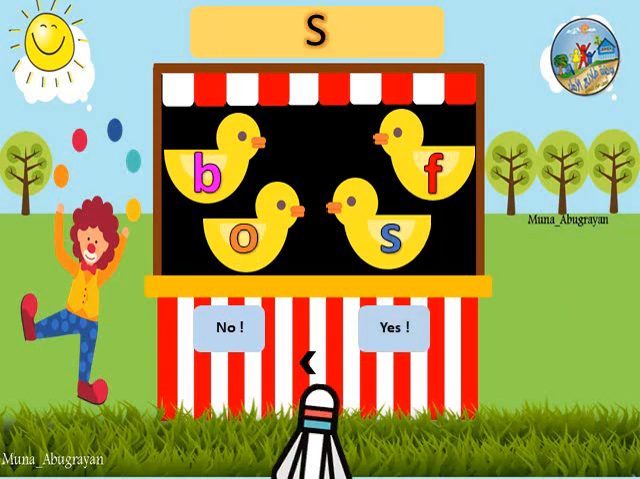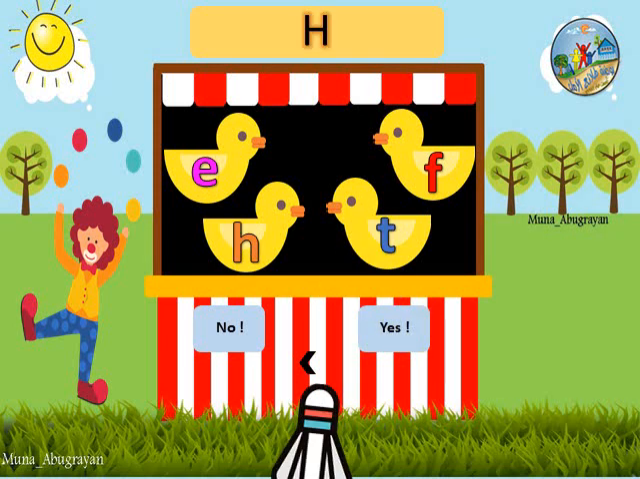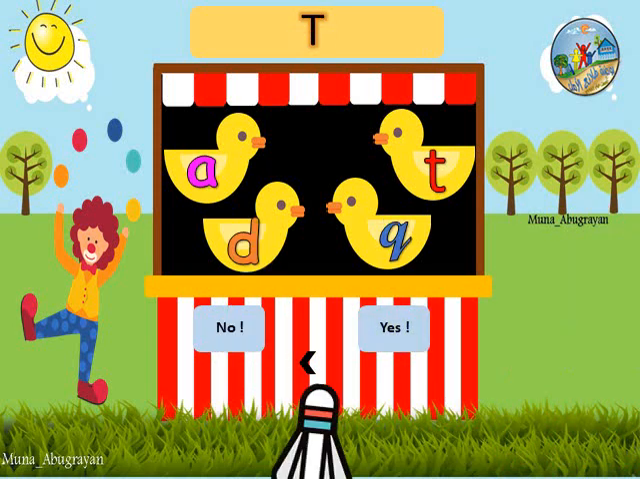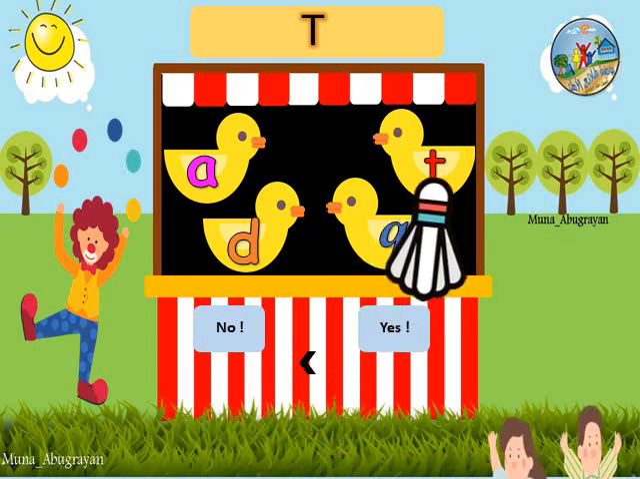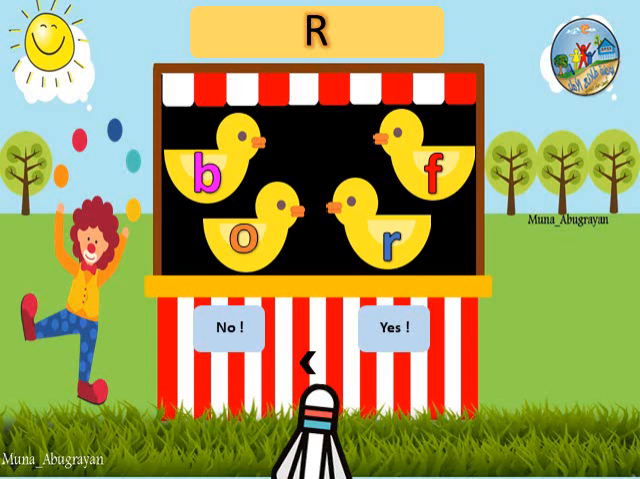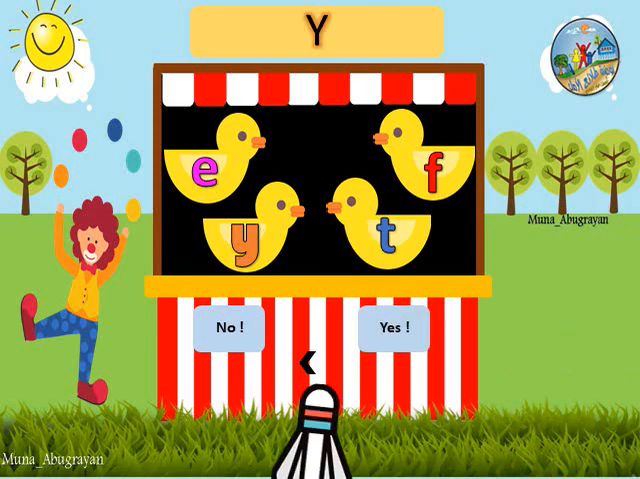Where is the small S? Blue one. Very good. This is a small S. Good. It's capital H. Where is the small H? Yes, that's it. This is capital T. Where is the small T? It's red. Yes. This is capital R. Where is the small R? It's blue. Very good. This is capital Y. Where is the small Y? Yes, that's it.